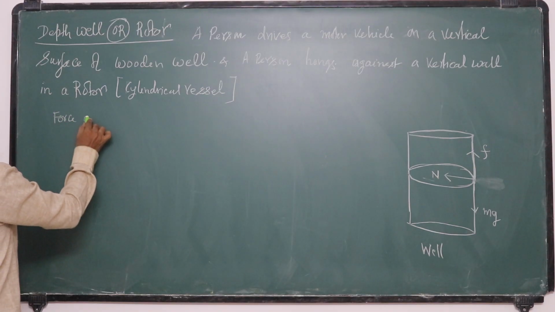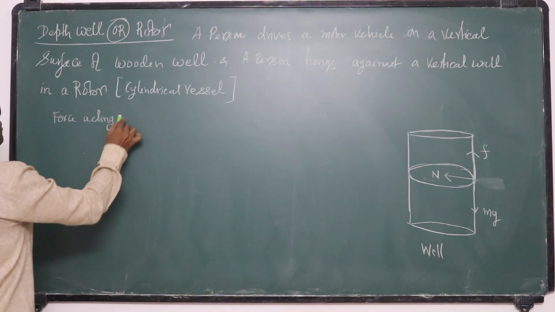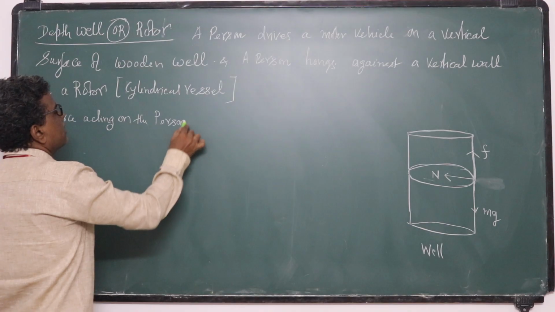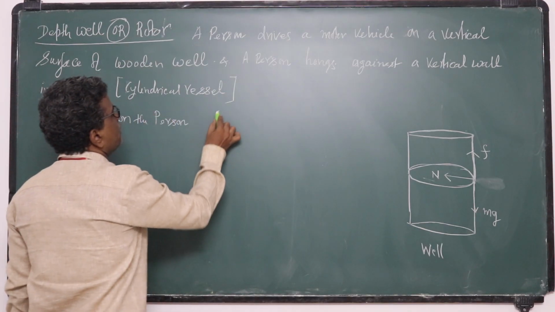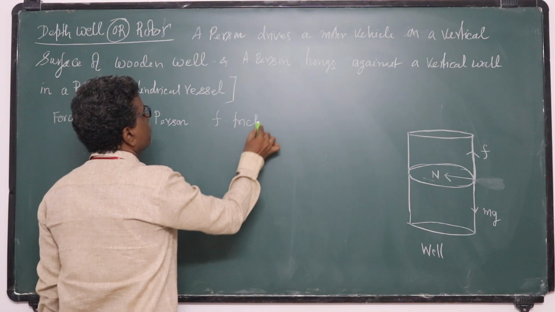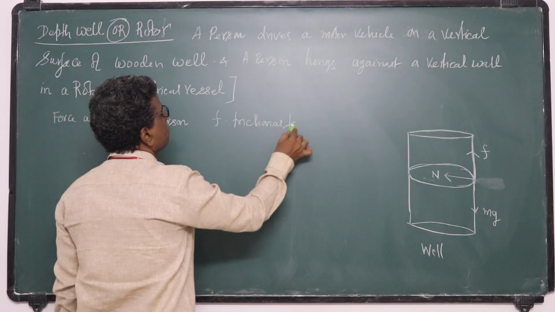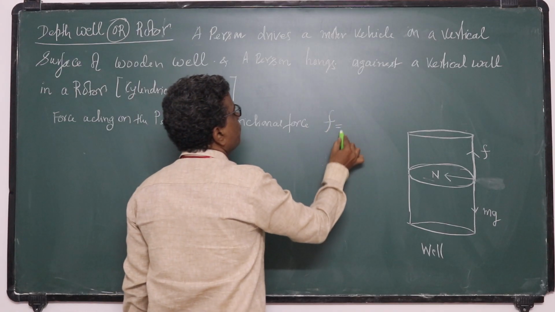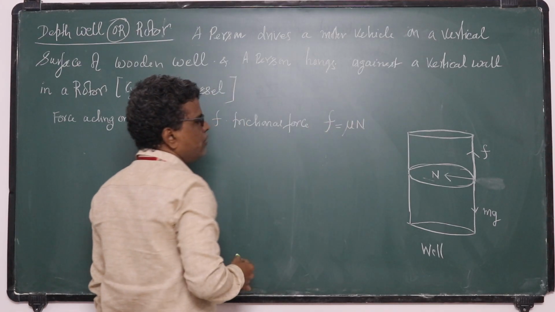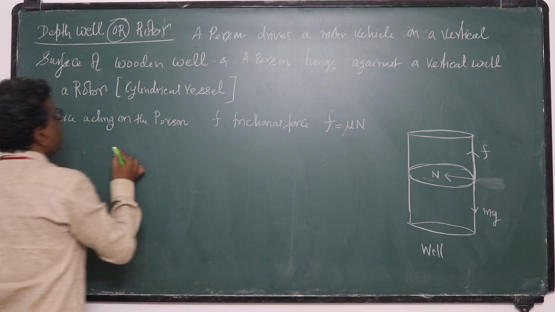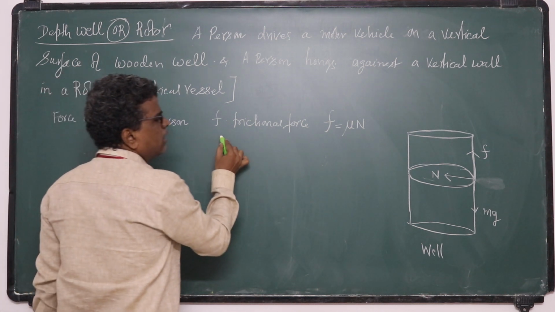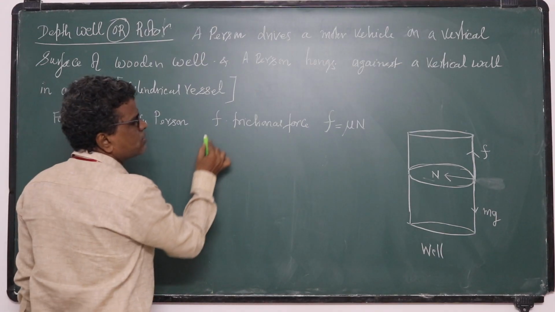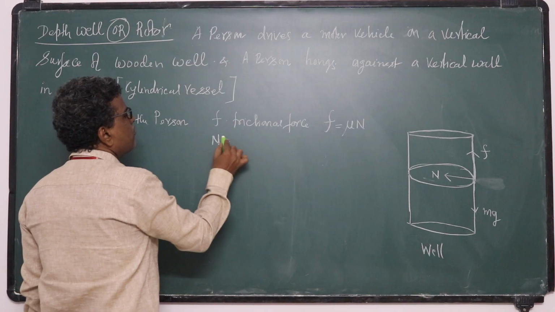The forces acting on the person and the vehicle together, we can call it the frictional force F, and this frictional force is given by mu N, where mu is the coefficient of friction. This is the first force acting on the person. The second one is the normal reaction.